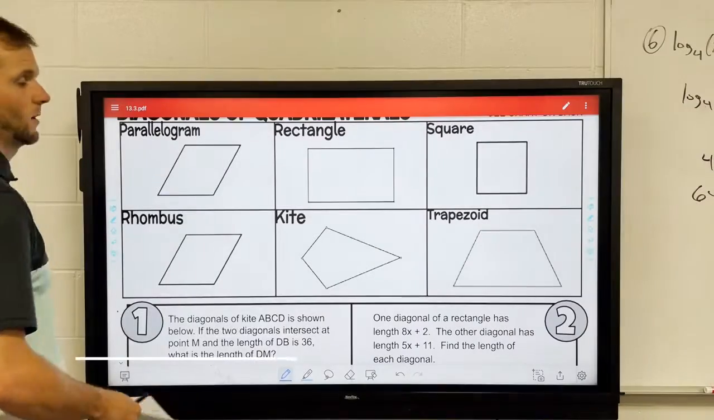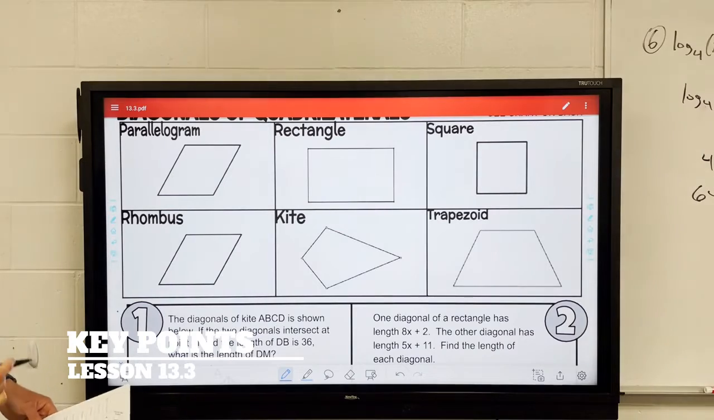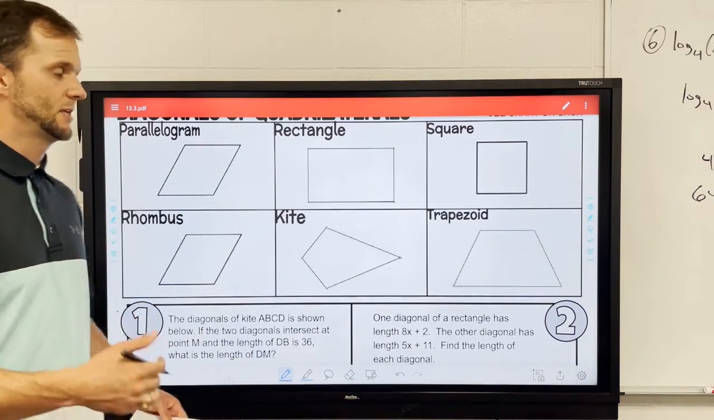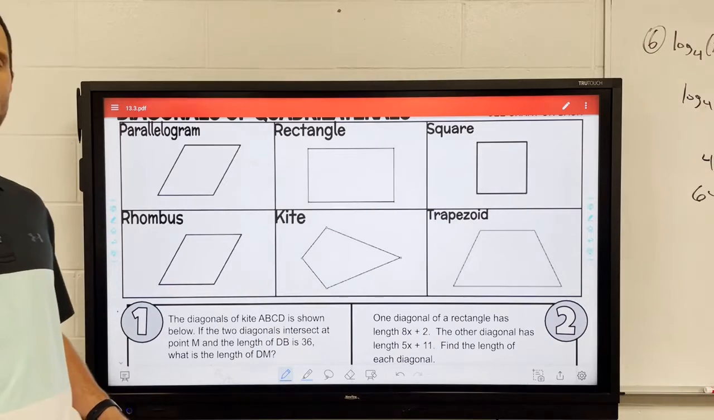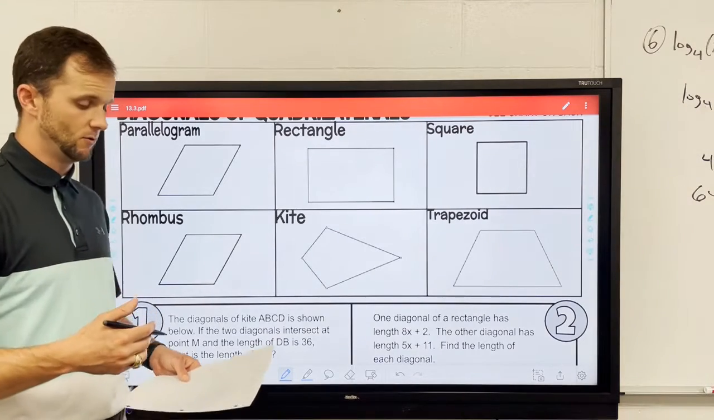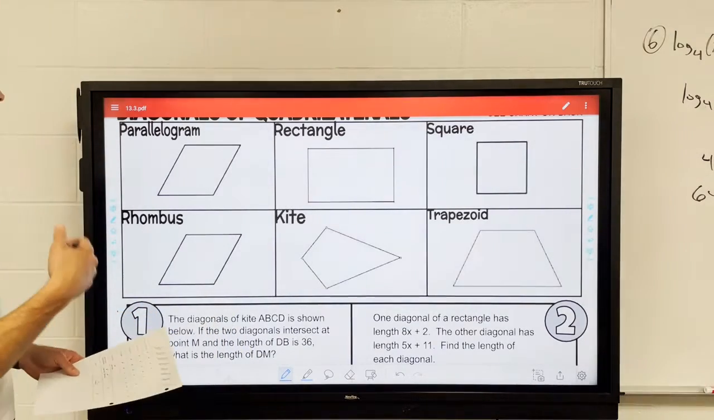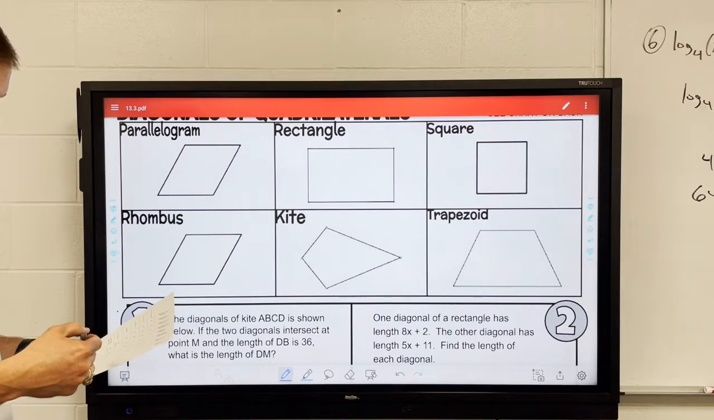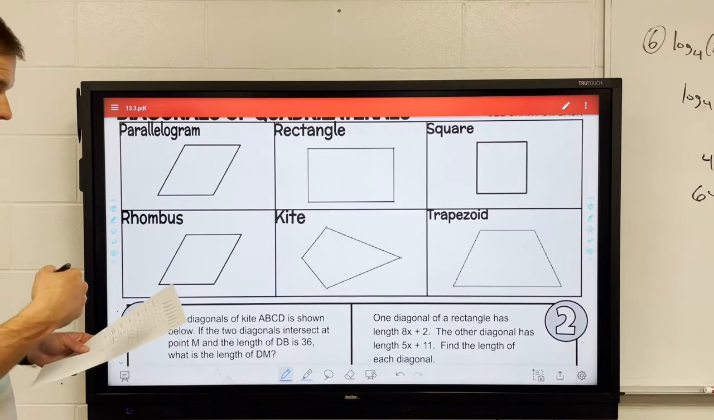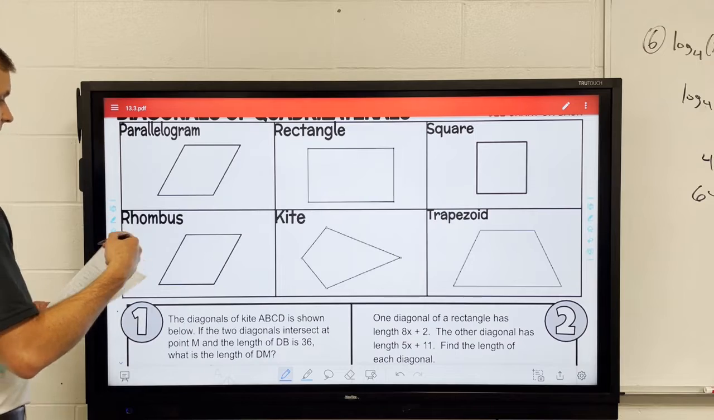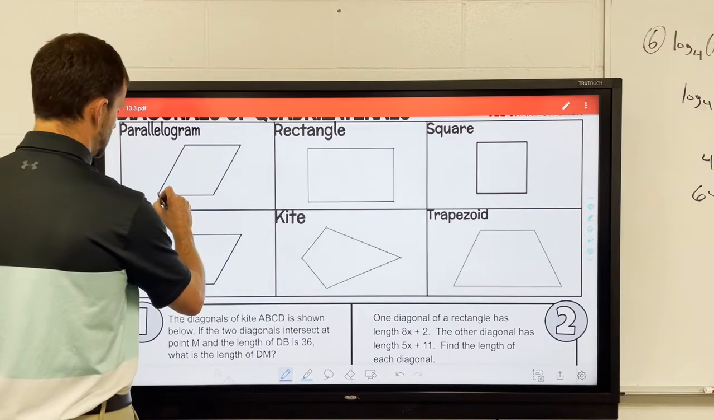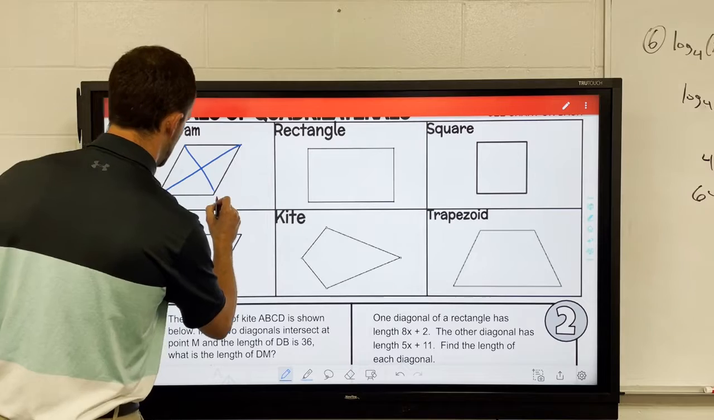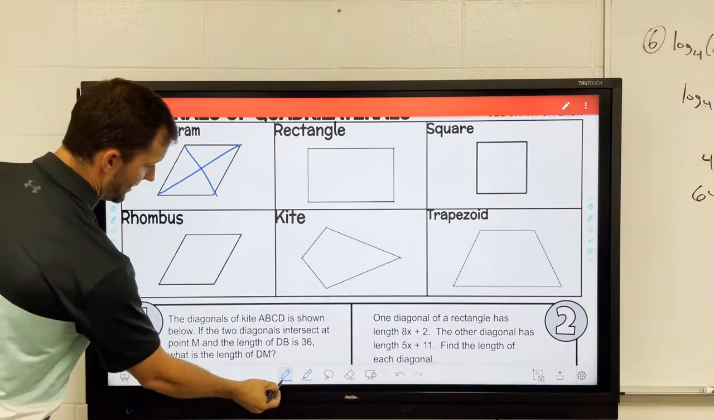All right, so the first one we're going to look at is the parallelogram. I want to let you guys know that the chart on the back of your page is going to tell you some more specific information about these diagonals. On the back, for a parallelogram, it says that the diagonals bisect each other. So whenever I draw this diagonal and this diagonal, they're going to end up bisecting each other.